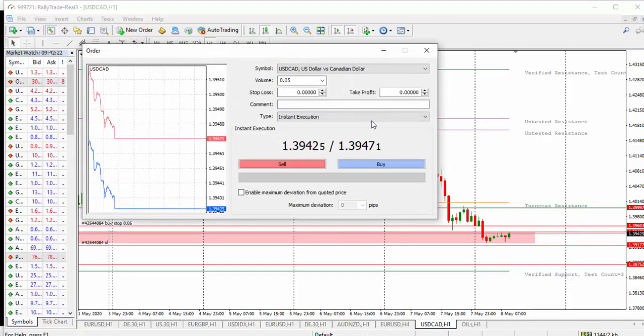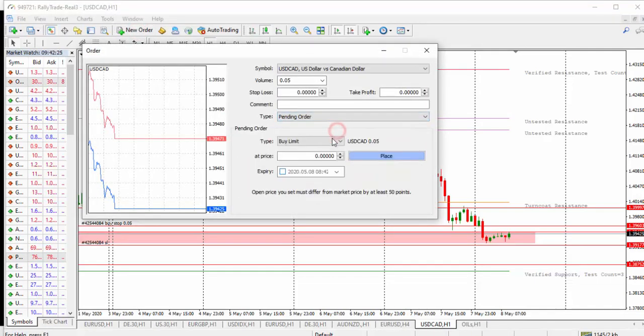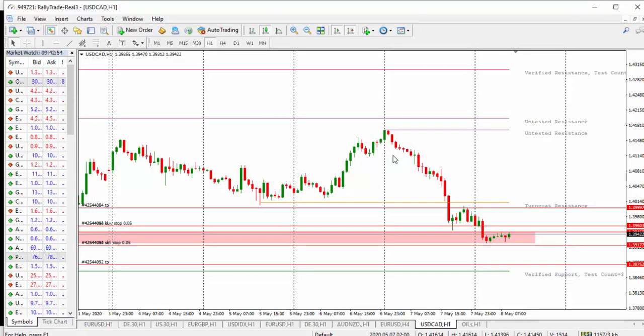So we place this, and then we go for the other side, which is the pending sell trade. New order, change this to pending order. Then we have a sell stop at price level 1.39177, and then our take profit is at 1.38752, and our stop loss is the entry point for the pending buy trade, which is 1.39603. We place this too.